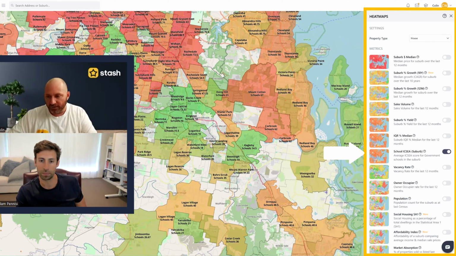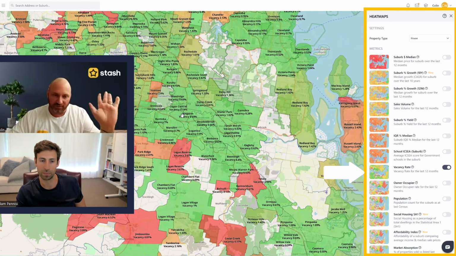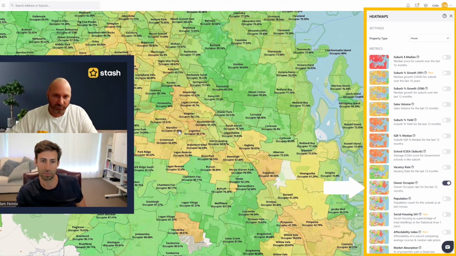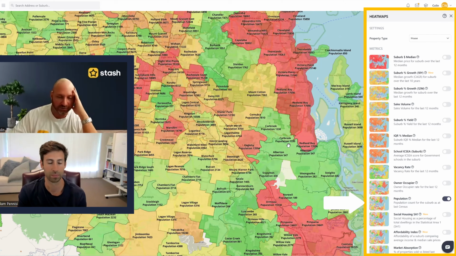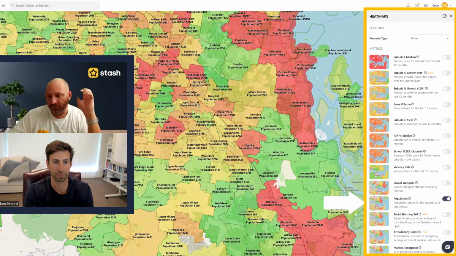Yeah, cool. Vacancy rates there, again, everything's pretty good there. Owner occupiers, so the percentage of owners that live in an actual suburb. If that's your strategy, or part of your makeup, what you want to look for, just be aware of the makeup of that suburb. Population as well, just making sure there's enough people, enough market in those suburbs, so you can see where the people are actually living.